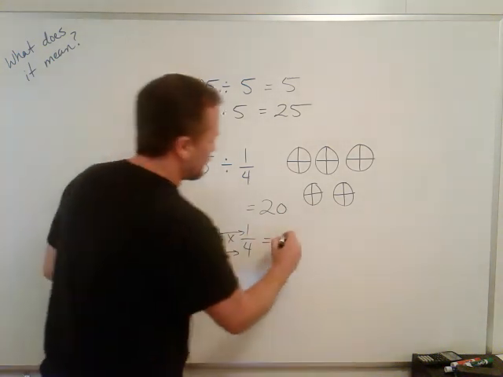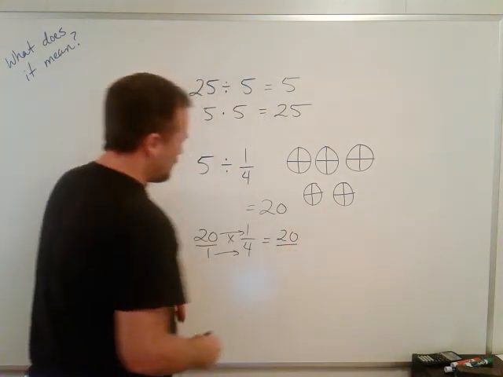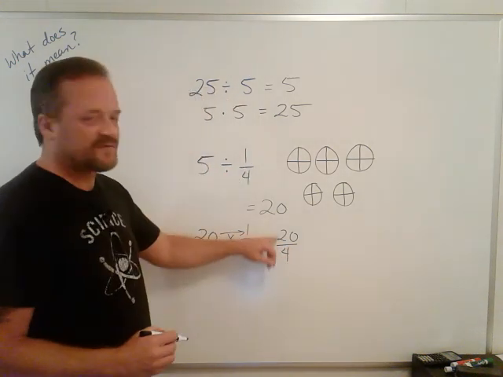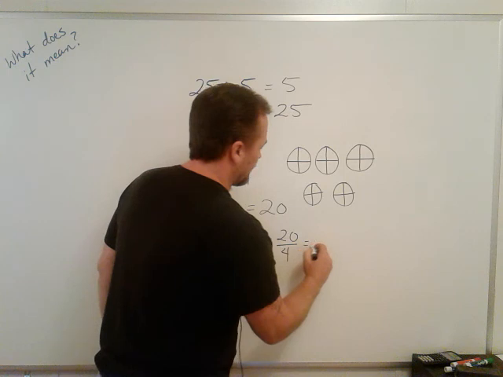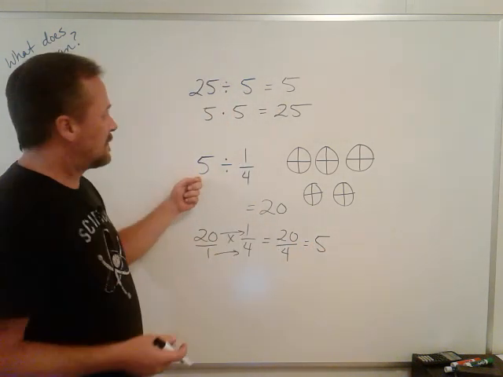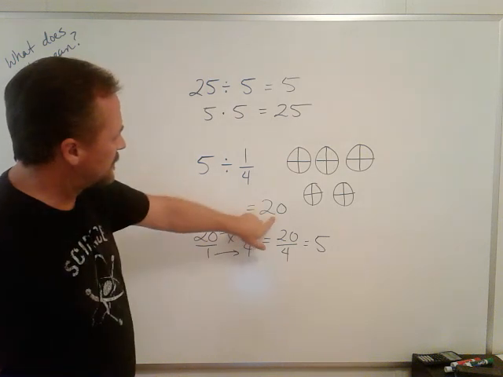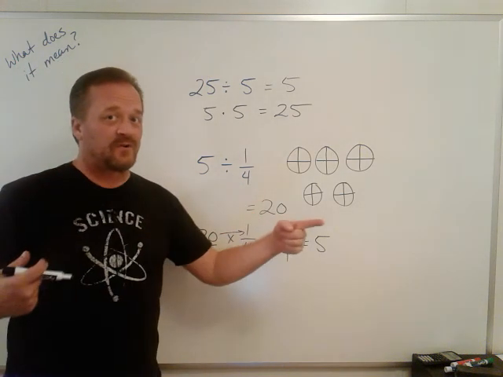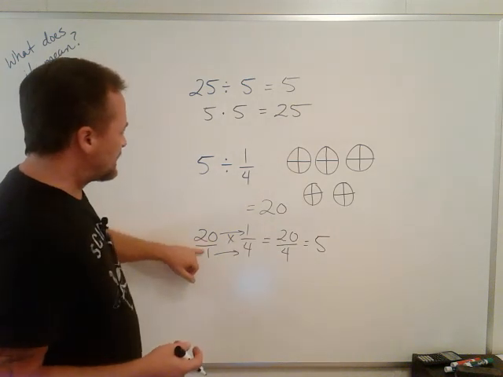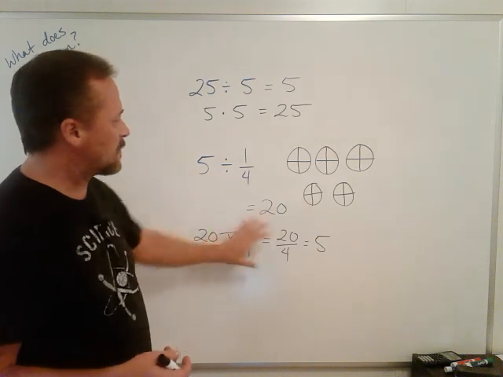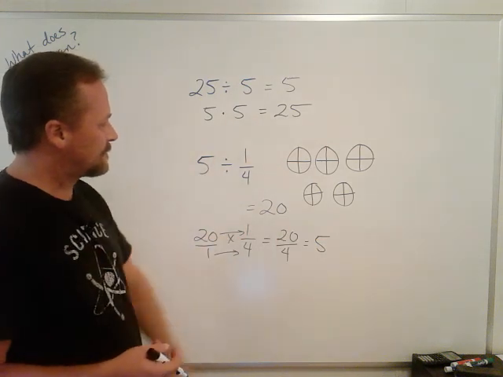20 times 1 is 20. 1 times 4 is 4. And then this is just straight division. 20 divided by 4 is 5. So again, I did the inverse operation. This is 5 divided by 1/4 equals 20. I've turned that inside out, and now it's 20 times 1/4 equals 5. So it's just a backwards thing, okay?